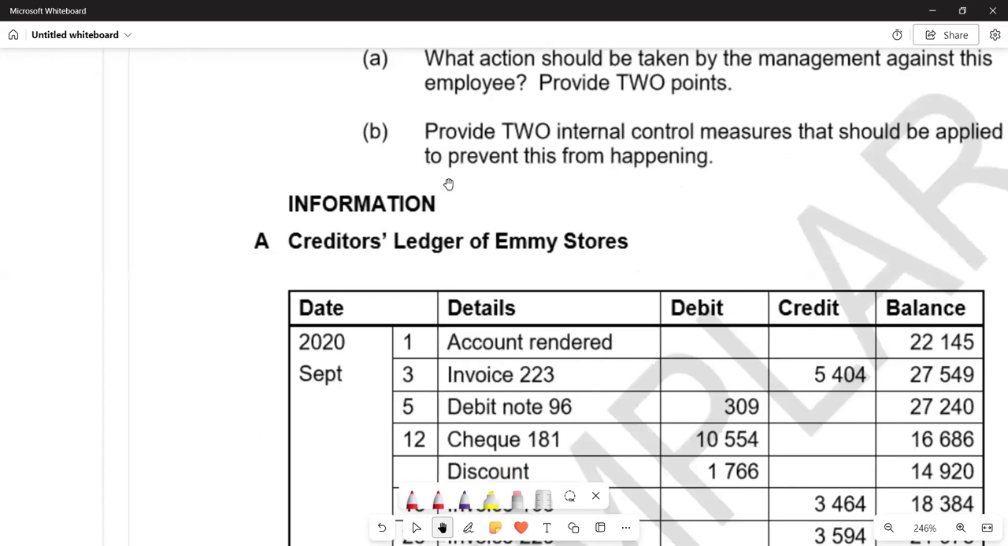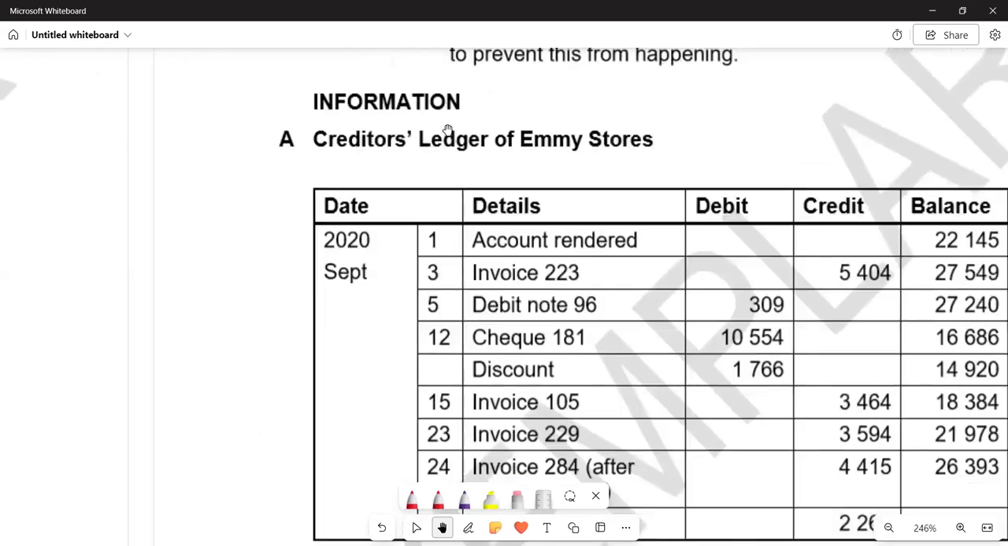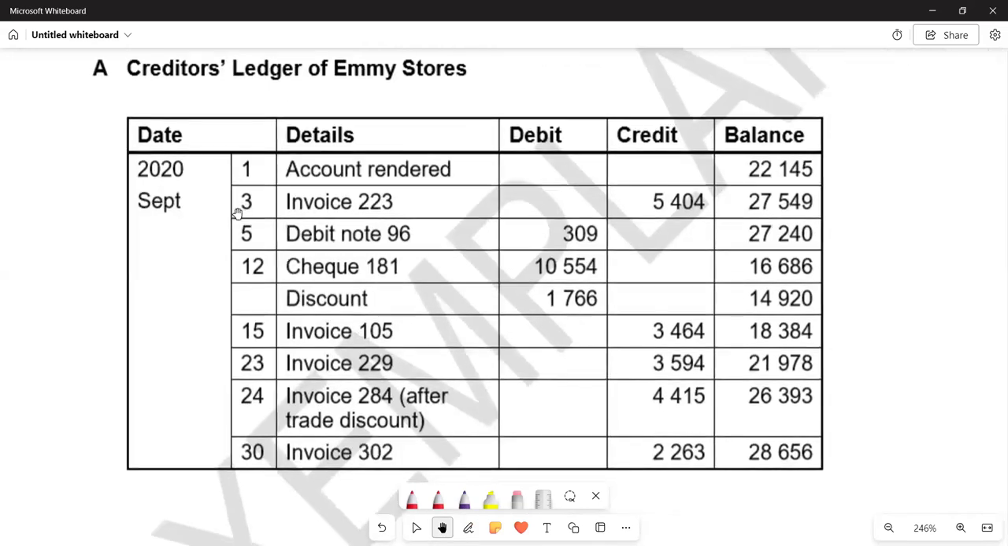So we've got information A here, which is a creditors ledger of Amy Stores. So the ledger in the books of Amy Stores is the one that is indicated here, and it shows the transactions that are taking place between Amy Stores and Golden Globe Traders. And remember, Golden Globe Traders is a creditor. So when we purchase goods as Amy Stores from Golden Globe Traders, we are going to credit them.